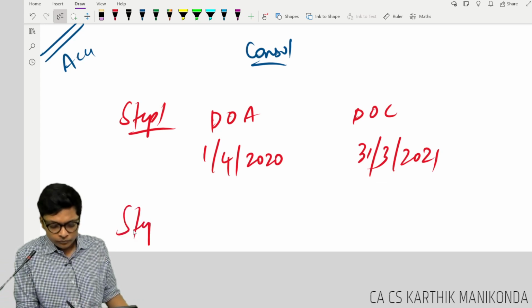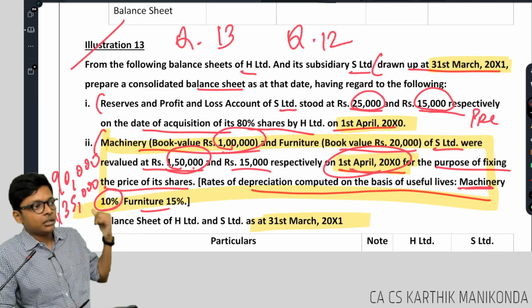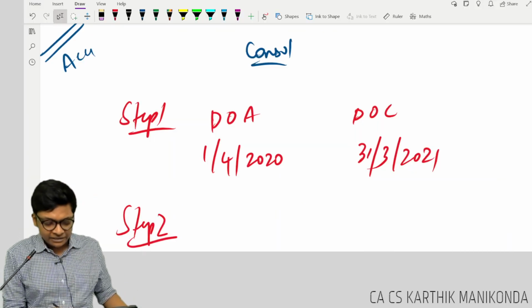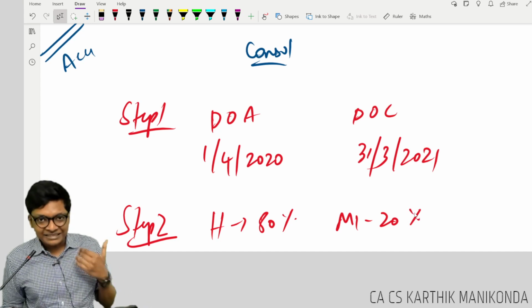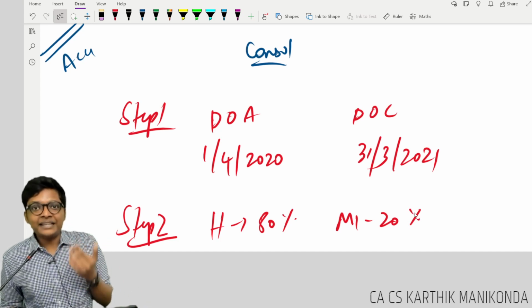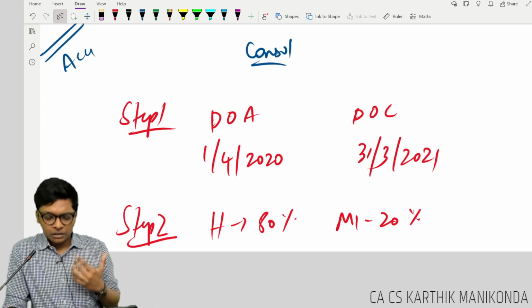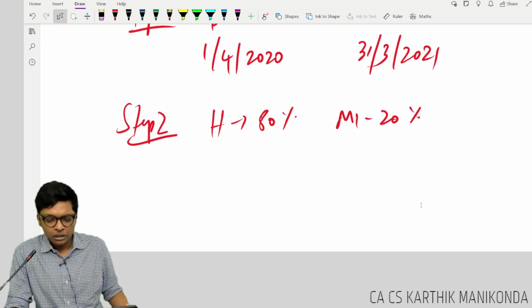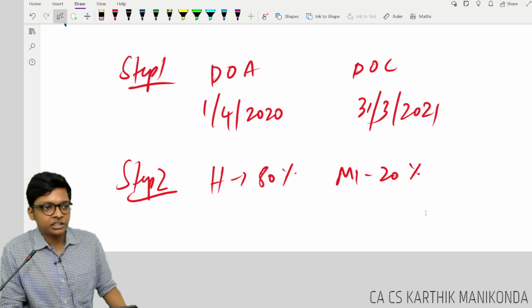Step 2, percentage. Fortunately here they have given the percentage in the question as 80%. I will copy paste. Holding is 80%, minority interest is 20%. Even though it is direct, they have given only 80, so you will compute 20 as minority. These two steps are nothing great. Will it carry marks? Maybe half a mark if it's a 20-mark question. Maybe no marks also, but for presentation, we have to put it in our answer sheet.